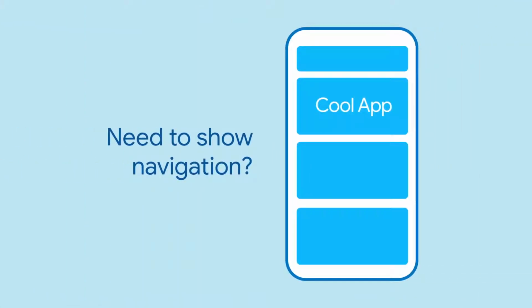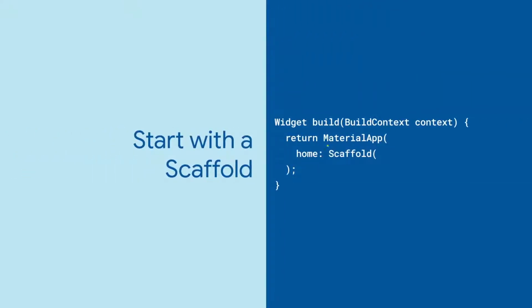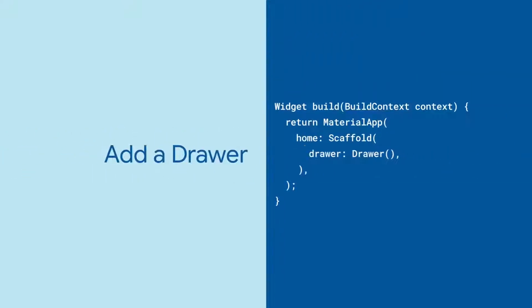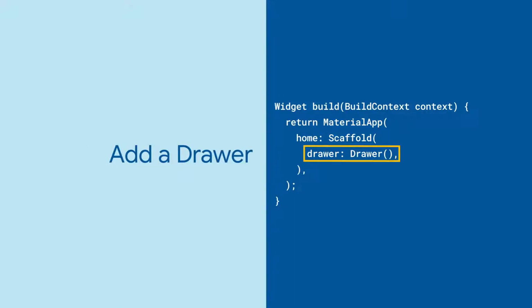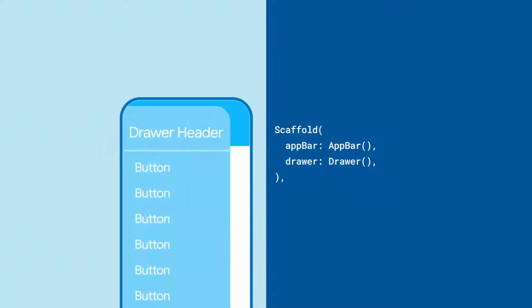to provide navigation to other pages? Try using a drawer. To use it, start with a scaffold widget. Then pass a drawer widget as an argument to the scaffold's drawer parameter. A scaffold with an app bar will automatically add a button to the app bar that opens the drawer.